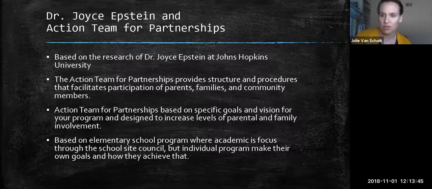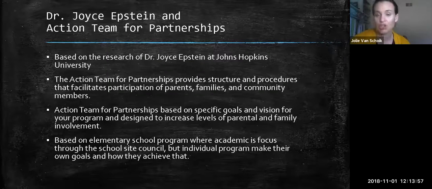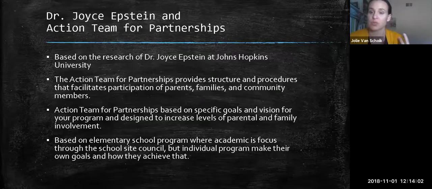So according to Dr. Joyce Epstein, once again at Johns Hopkins, this was her action team for partnerships. In her action team for partnerships, she provides a great structure and procedures for participation of parents, families, and community members. So everybody has a role and a responsibility in how they support families. It's also based on really specific goals and vision for your program in order to increase parental and family involvement. Because we know that's a key part of partnerships, and it's a key part of helping and supporting families take care of their children and do it well, is by having really specific goals, SMART goals, if you will. They're specific, they're measurable, they're achievable.